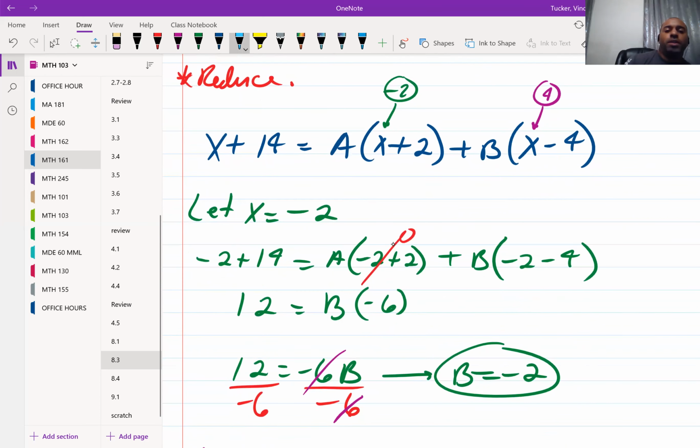So -2 plus 14 is 12. The -2 and -2 cancel here, it cancels out that whole thing. And then here, -2 and -4 gives you -6. So now I have 12 equal to -6b. Divide both sides by -6, and I have b equal to -2.